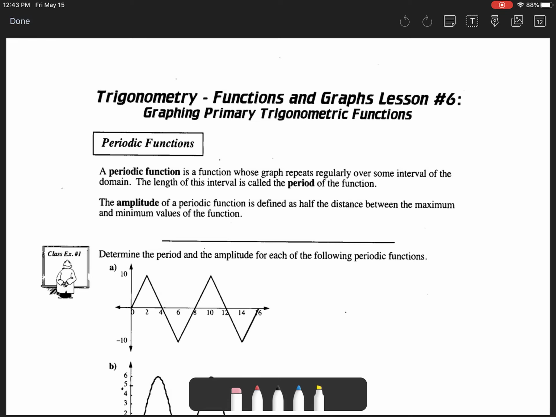Hi, Math 30-1s. Just carrying on with trig functions and graphs. Today we're going to take a look at primary trig functions. So mostly we're going to discuss sine and cosine, what those graphs look like.